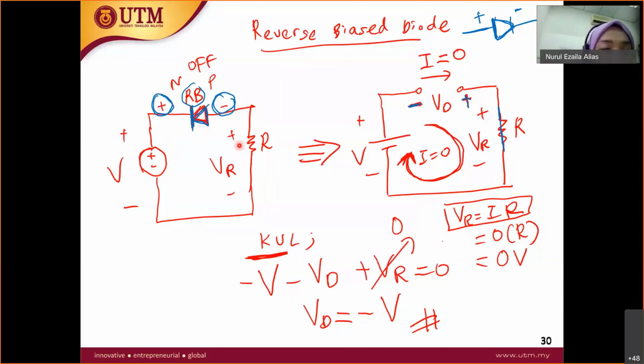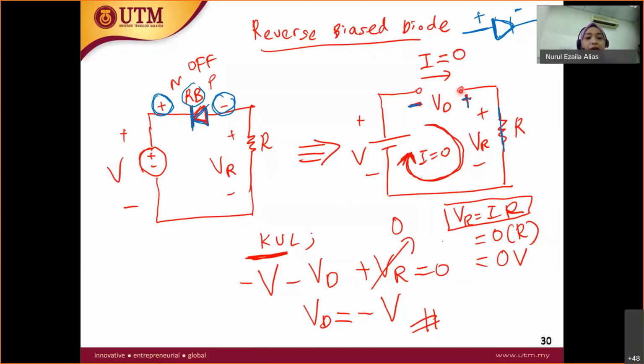Now, the anode here is connected to the negative. So when the anode is connected to the negative, we know that this diode is in reverse bias, which means the diode is off. When it is turned off, Dr. Izala said it will be an open circuit. So you redraw the equivalent circuit, and it will look like this. The diode is open and no current flows, so the current equals 0. But still, there is a voltage across this open circuit.